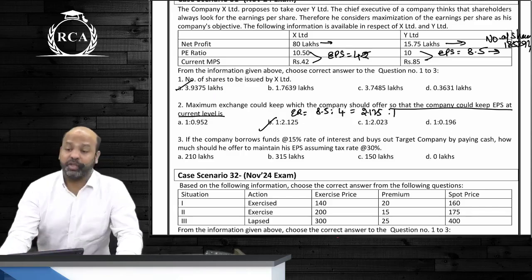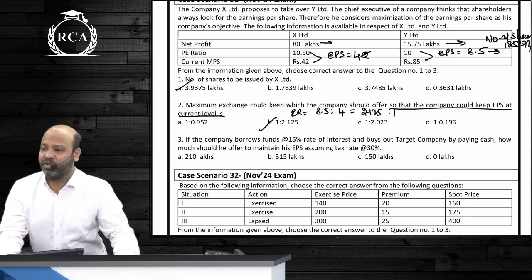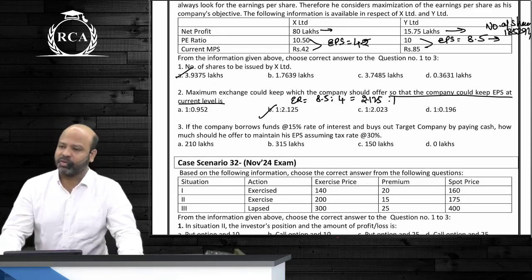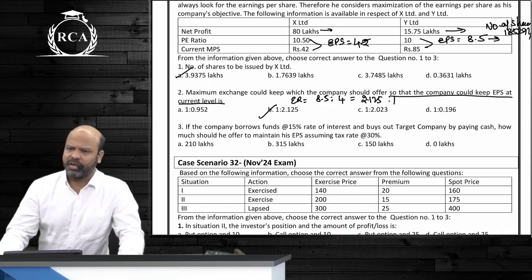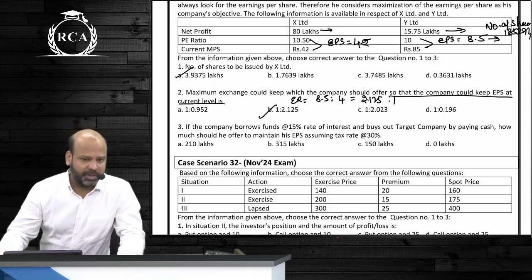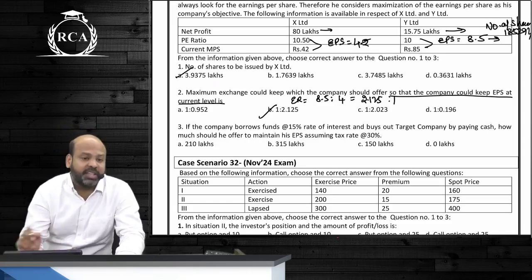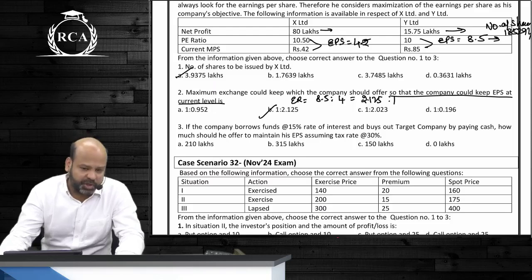Guys, using net profit and EPS, you will get the number of shares. Once you get the number of shares, it's done, it's not difficult. Number of shares into exchange ratio will give us the number of shares to be issued.